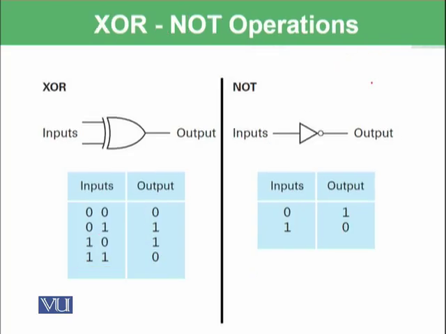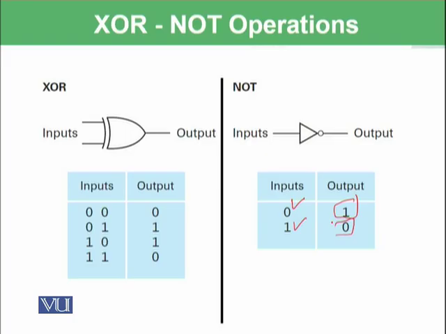Then there are 2 other Boolean operators. One is known as exclusive OR and another is known as NOT. NOT is very simple. If you give 0 as input, it produces 1, and if you give 1 as input, it produces 0. So in computer science, we call it a toggle. Whatever you give, it produces the reverse output. So for 0 it produces 1, and for 1 it produces 0.